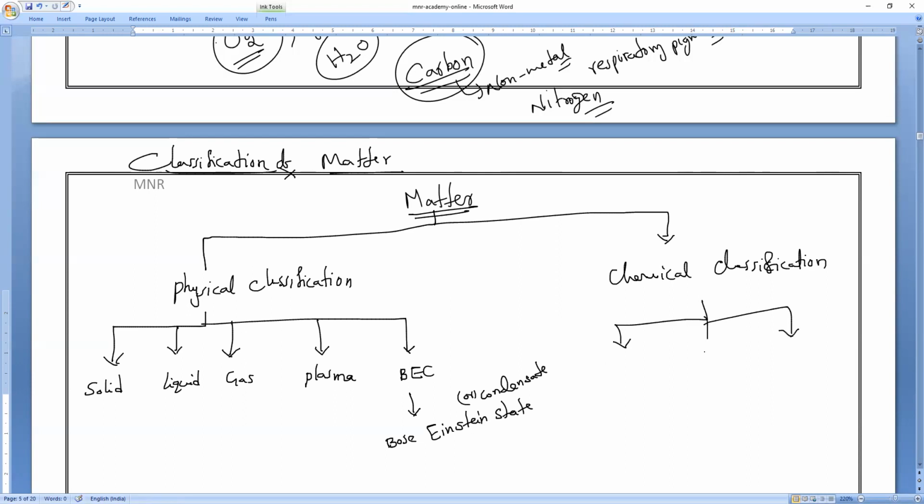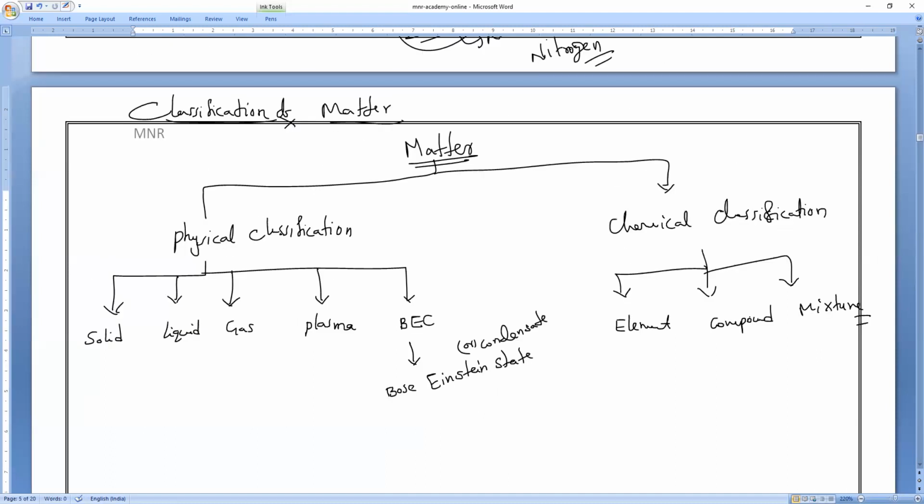Based upon the chemical classification, matter is classified into 3 types. One is element, another is compound, next is mixture. This is the classification of matter. We will discuss each and everything in our coming classes. No need to worry. Physical classification is 5 types: solids, liquids, gases. The fourth state of matter is plasma. The fifth state of matter is the Bose-Einstein state, or Bose-Einstein condensate.